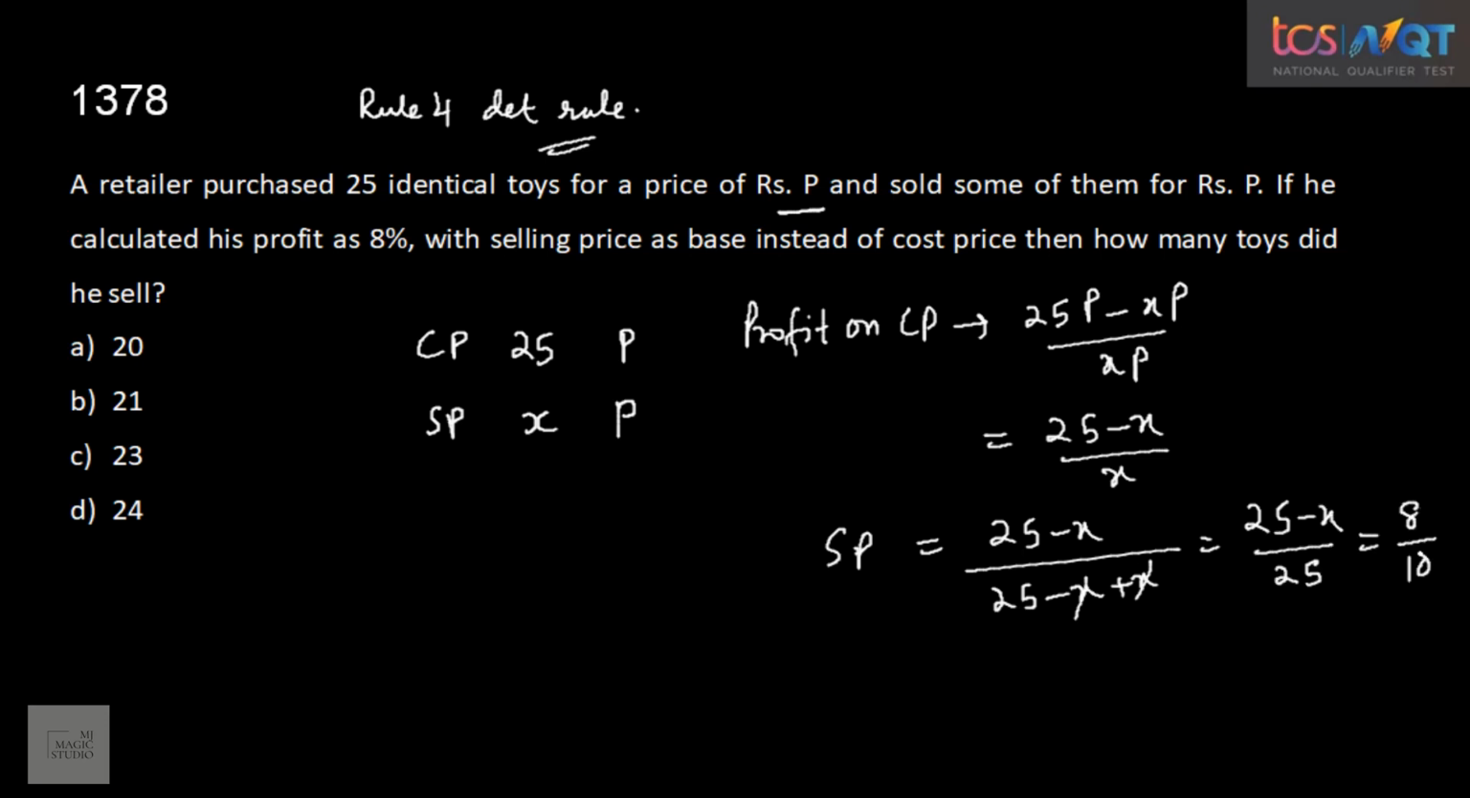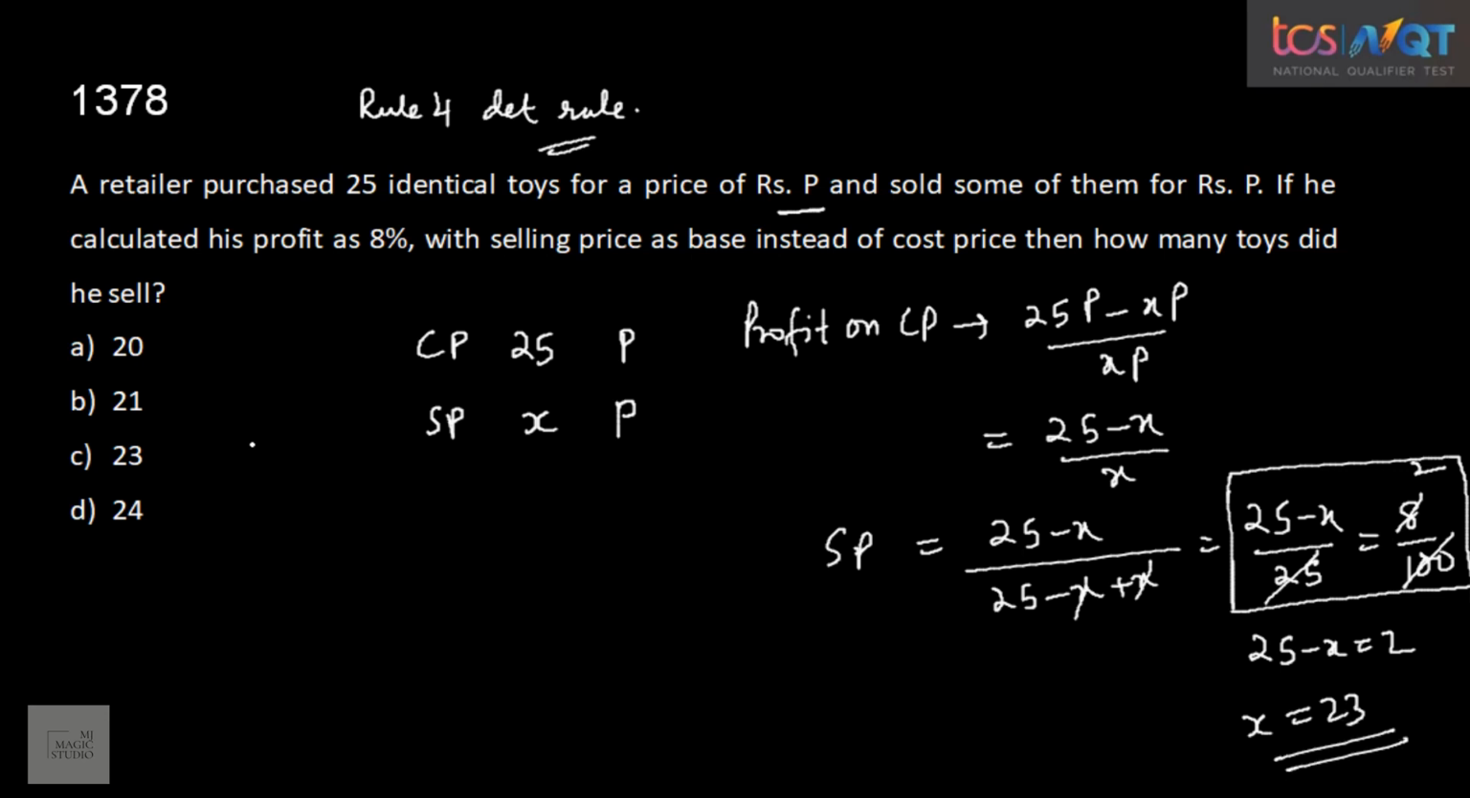Now this is given as 8 by 100. Profit is 8 by 100. If we solve this, we get 25 minus X is 2, or X equals 23. How many toys did he sell? He has sold 23 toys at P to make a profit of 8%. Option C fits in.